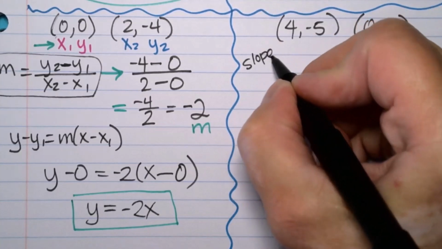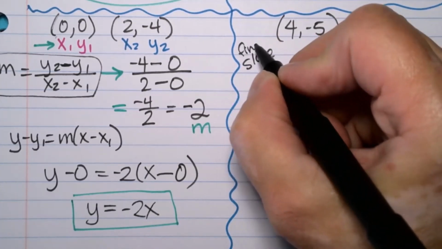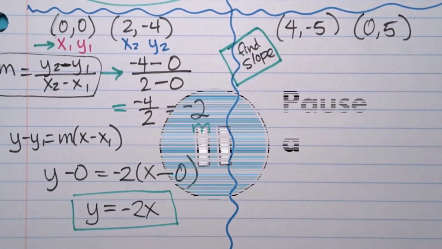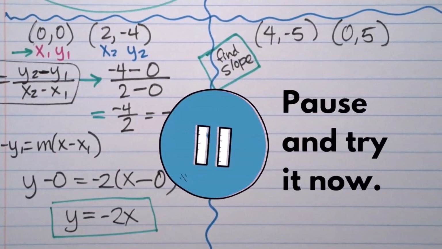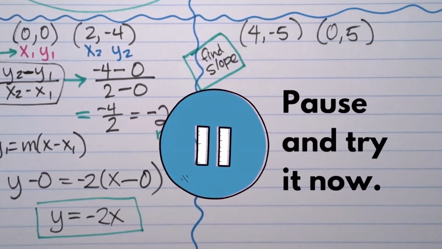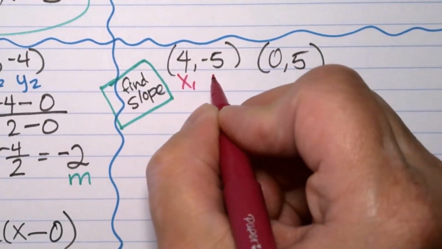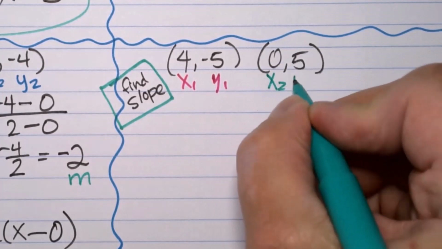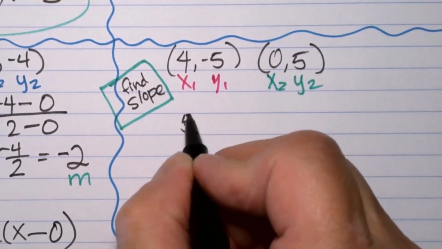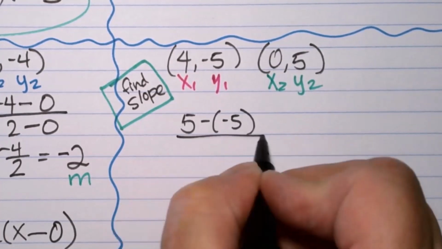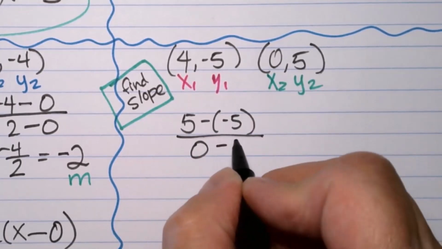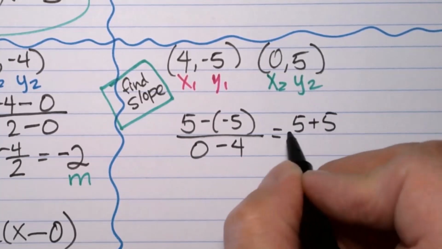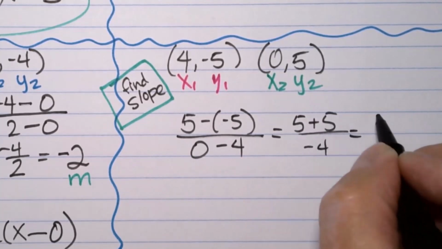Here's a try it again. Pause the video and see how you do. Start by finding the slope. All right, the first step is to find the slope, which means I'm labeling all my points so I don't get anything mixed up. And it's going to be 5 minus a negative 5 over x2, which is 0 minus 4. The double negatives there are going to change to a positive, and 0 minus 4 is negative 4. 5 plus 5 is 10 over negative 4.